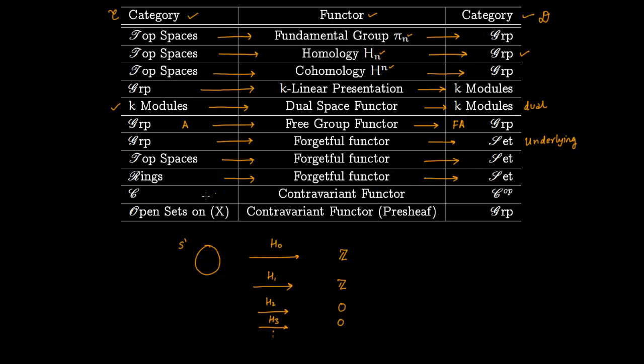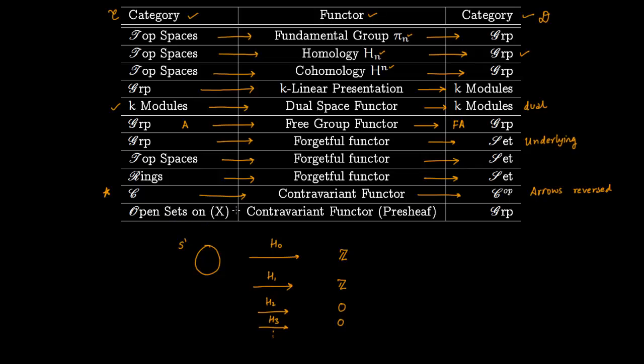And then you have this important class of functors called contravariant functors. Contravariant functors keep every object the same. The only thing they do is reverse the arrows. So you write it as C op, so that the arrows are reversed. A very important example of a contravariant functor is the pre-sheaf or sheaf functor.